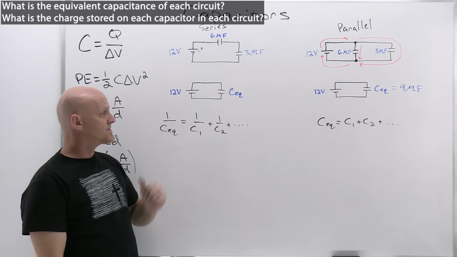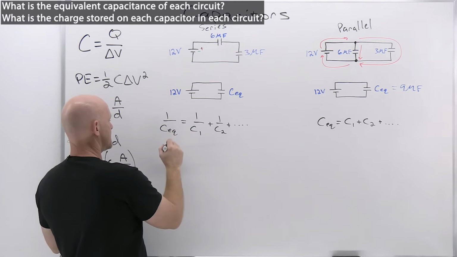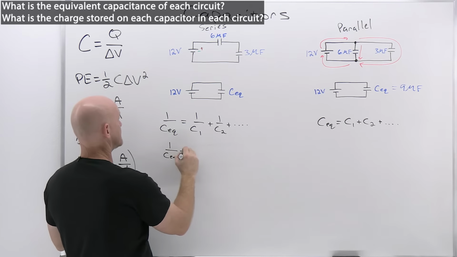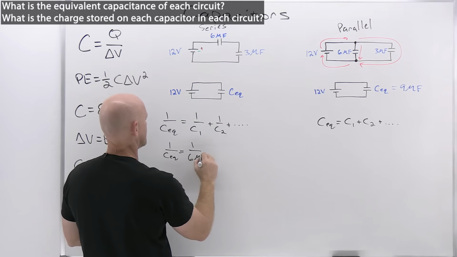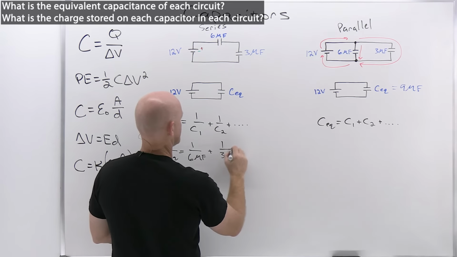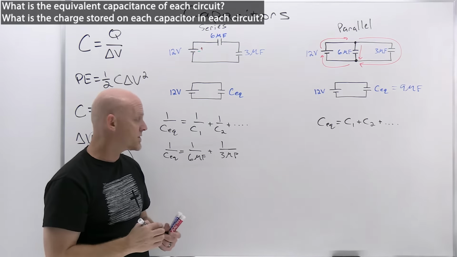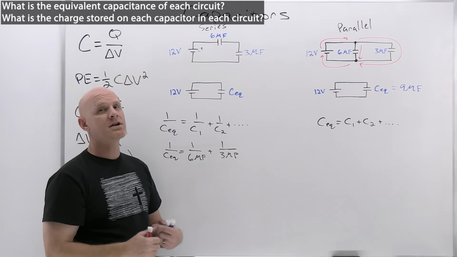All right, so for this one, it's a little more work to find this equivalent capacitance. So we're actually going to have to work out the math. And so this 1 over the equivalent capacitance is going to equal 1 over C1, so 1 over 6 microfarads, plus 1 over 3 microfarads. And so we've got to go down this whole road of finding a common denominator and stuff like this. And so in this case, the lowest common denominator is going to be 6.